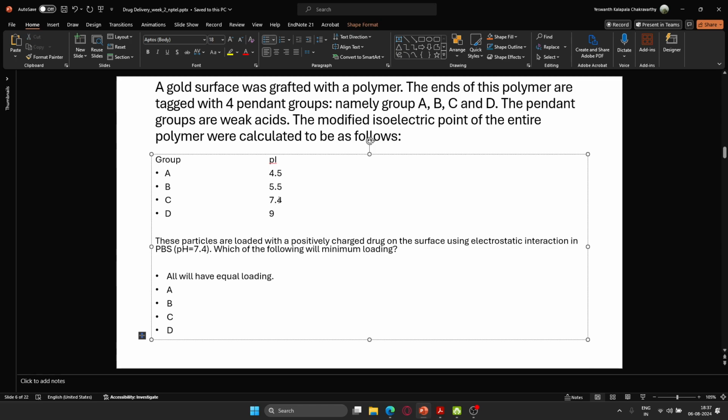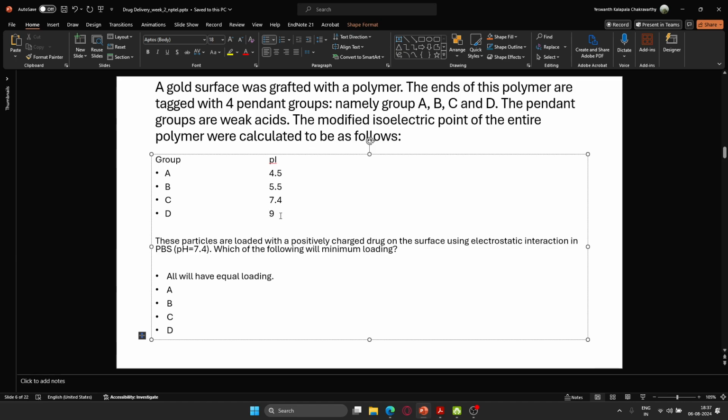And C, 7.4 is the PI. 7.4 is the pH of the PBS as well. So basically it's at its PI, so it will be neutrally charged. So neutral, there's not much attraction or repulsion between positively charged and neutral particles.